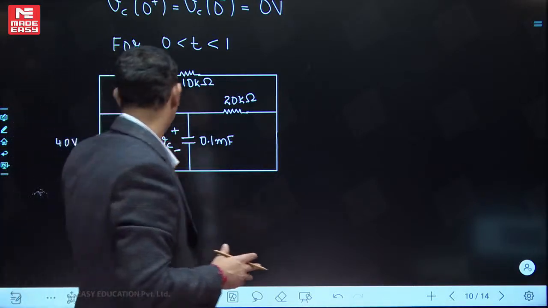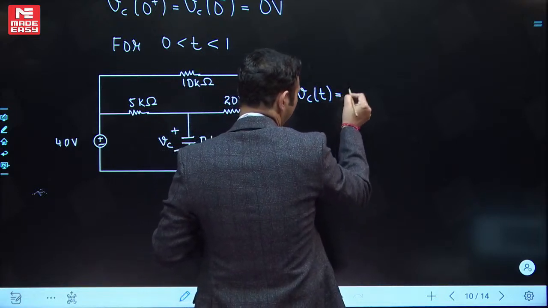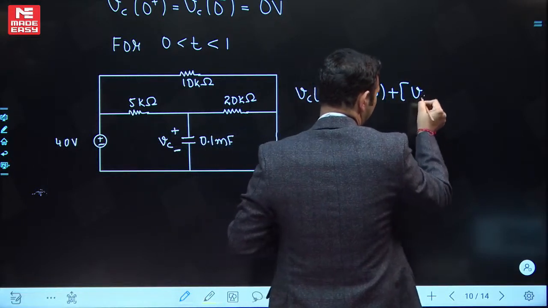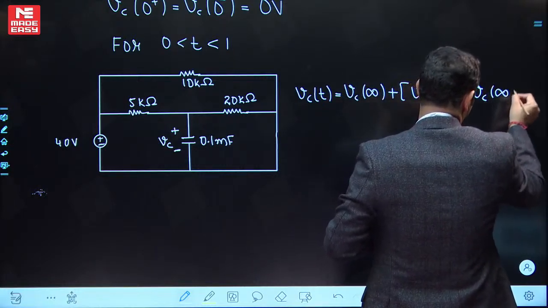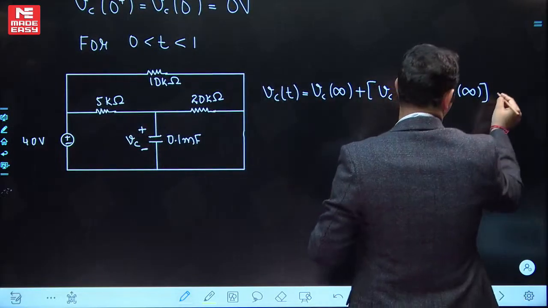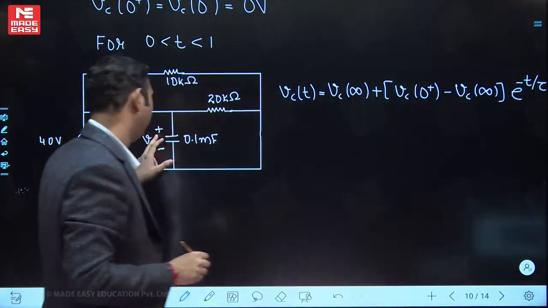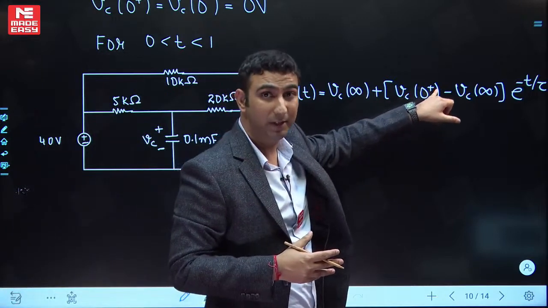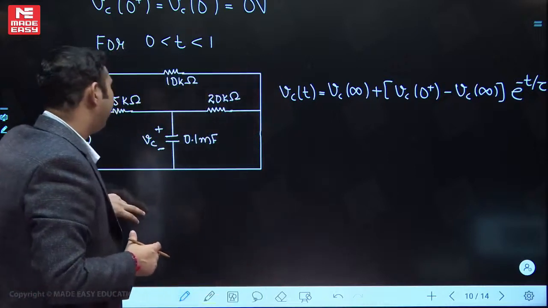As it is a source case, Vc(t) will be equal to final value plus initial value minus final value, e to the power minus t by tau. This is the capacitor voltage expression. Initial value we have already calculated. Now we are interested in calculating tau and the final value. So let's go for the final value.